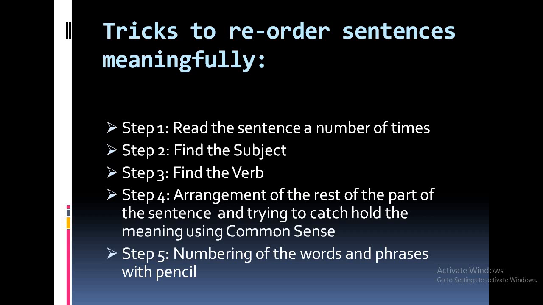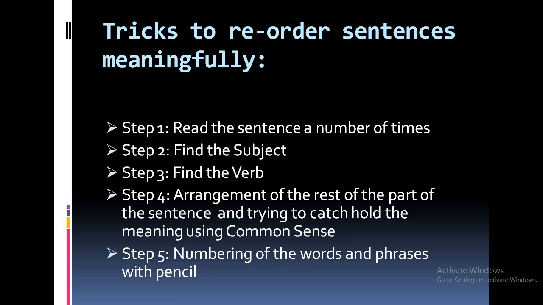Step 4. Arrangement of the rest of the part of the sentence and trying to catch hold of the meaning using common sense. Of course, when you read out the different words, even though you are not getting any idea what it can be, you must read it, and with your common sense you can try catching hold of the meaning of it. So if you at least get the meaning, you can arrange the sentence accordingly. Subject and verb you can arrange, and after that, once you read it, the rest part of the sentence can be arranged in that very way.